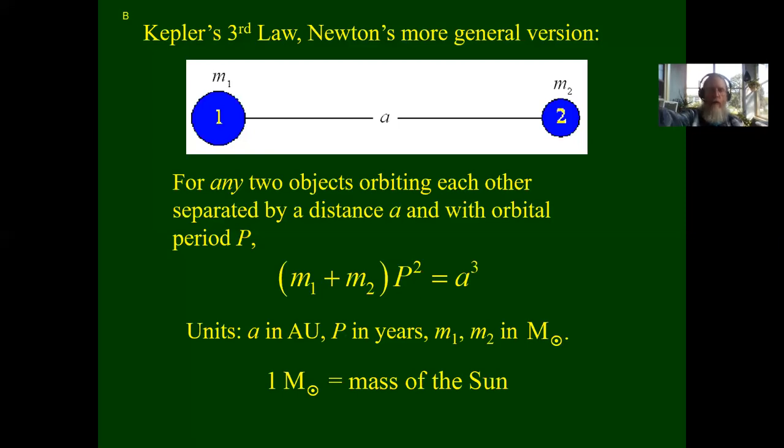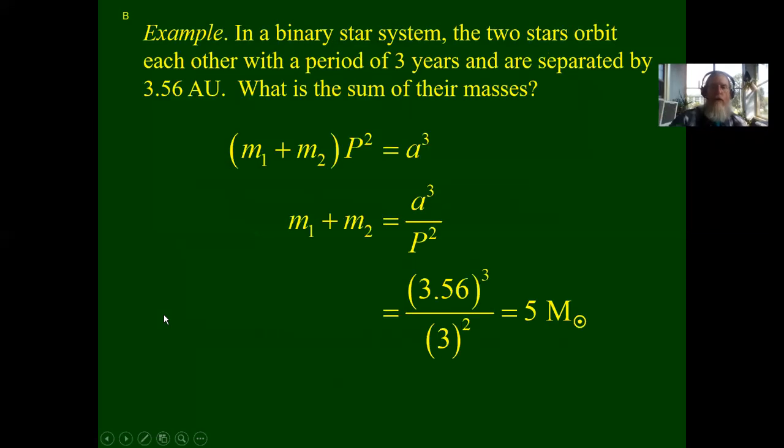All right, now let me show you an example of something we might do with that. Let's say we have a binary star system, so 2 stars gravitationally bound to each other. I made the numbers up for this example, but this is quite reasonable based on what real binary systems are like. Let's say they have an orbital period of 3 years, so it takes them 3 years to complete 1 orbit around each other, and the separation between them is 3.56 AU. So let's use that information to find the sum of the masses.